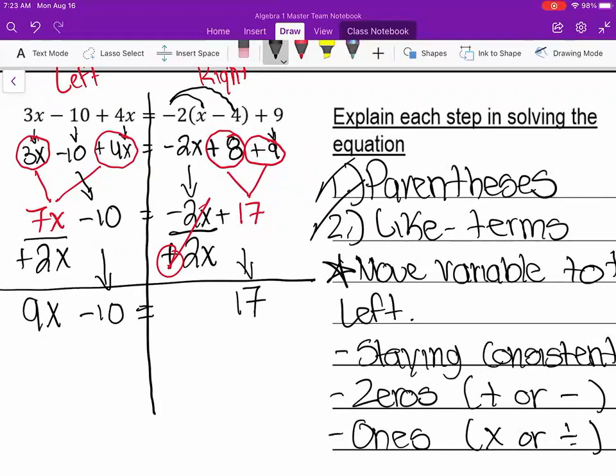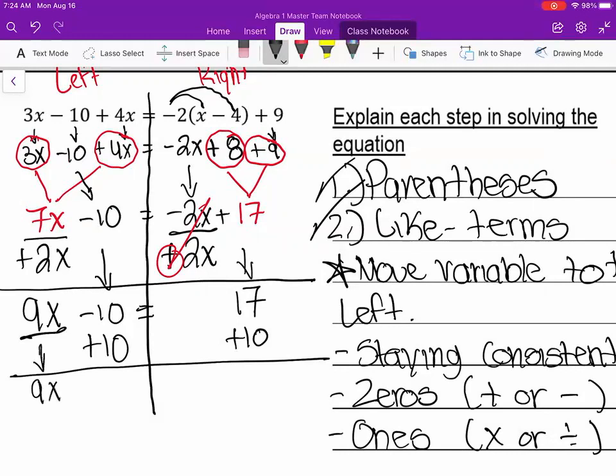The first thing we want to get rid of is the minus 10, because remember, we want the x completely by itself. So let's touch it until the end. What's the opposite of a minus 10? The opposite would be a plus 10. Whatever I do to one side, I'm going to do to the other. Draw your line and just do math. I'm going to bring that down because I didn't touch it. That is 9x. Negative 10 plus 10 equals 0. I made another 0. And 17 plus 10 equals 27.